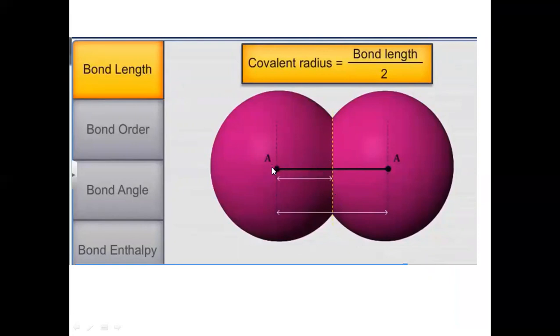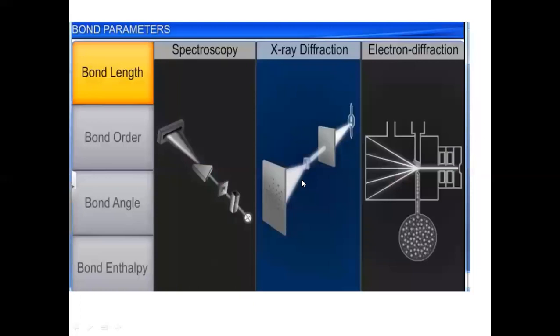Where is the radius? See, this radius is different from this one, because the two atoms are overlapped. We'll say overlap. Okay. So how do we find the covalent radius? This is the bond length, divided by 2. That is the covalent radius. Okay. So the bond parameters are divided into 4 terms: bond length, bond order, bond angle, and bond enthalpy.